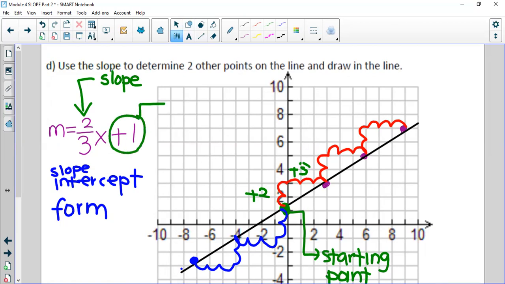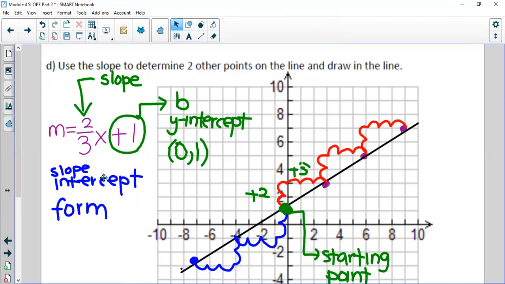But +1, the b part of y is equal to mx plus b, represents our y-intercept, the point of our y-intercept. In this case, when x is equal to 0, y is equal to 1. So you will notice the only point where this graph intersects the y-axis would be this point right over here. When x is equal to 0, y is equal to 1. That is our y-intercept, and we get that from the equation of slope-intercept form.